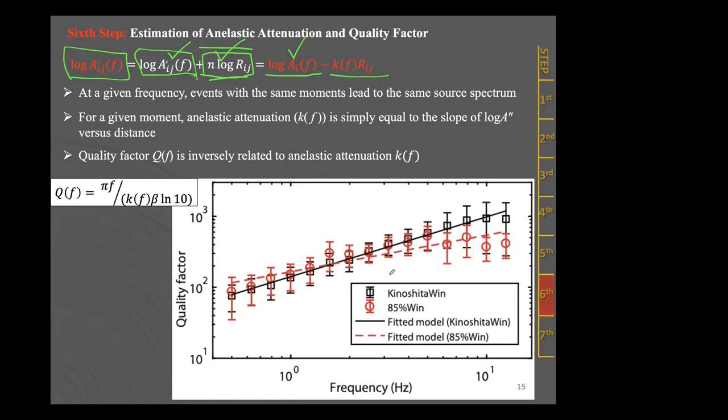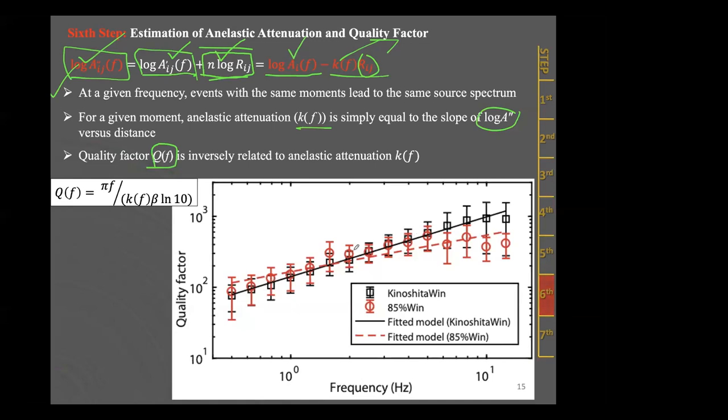So at a given frequency, events with the same moments lead to the same source spectrum, okay? Their magnitudes are the same, their moments are the same, so their source spectrum should also be the same. These are the facts. For a given moment, anelastic attenuation is simply equal to the slope of A double prime versus distance. Am I right? Is that clear? So we have a line here. If you plot this against distance, you have a straight line, and when you fit a line to that, you can simply estimate Kf as the slope. And Kf, which is anelastic attenuation, is inversely related to quality factor.